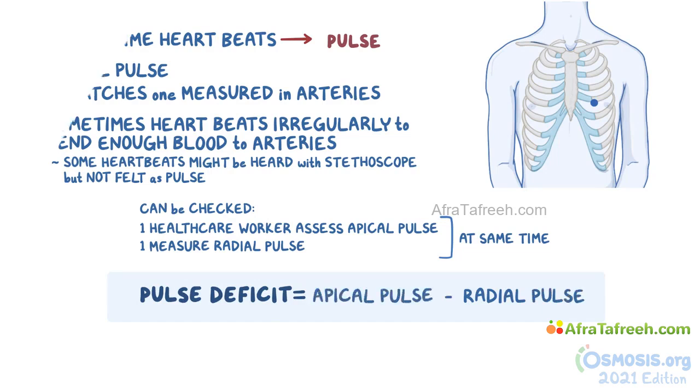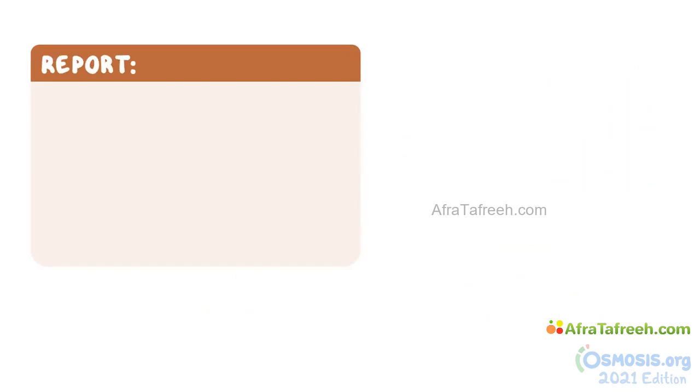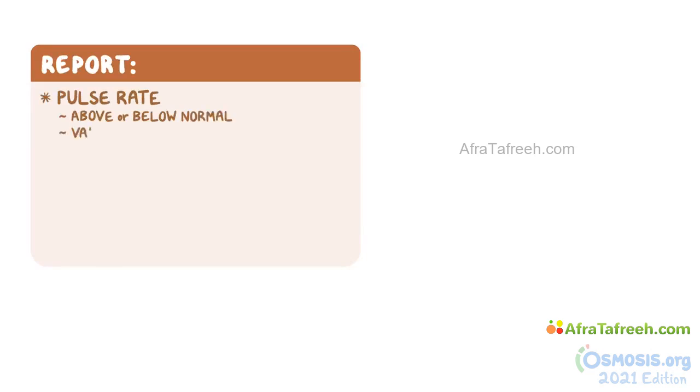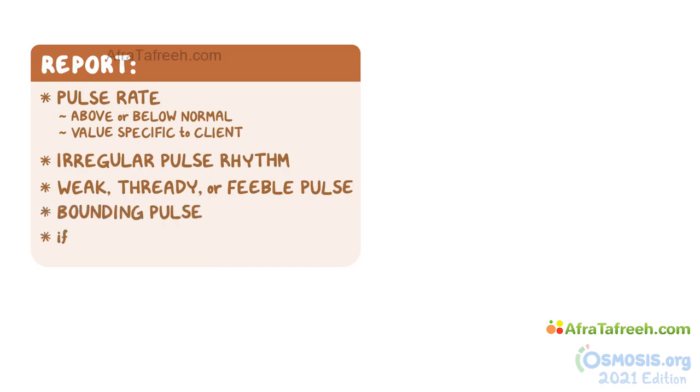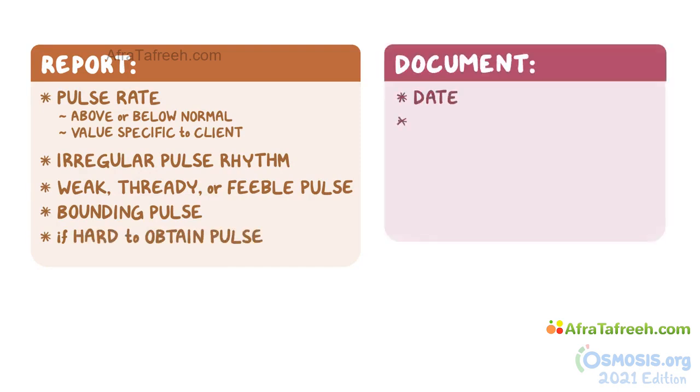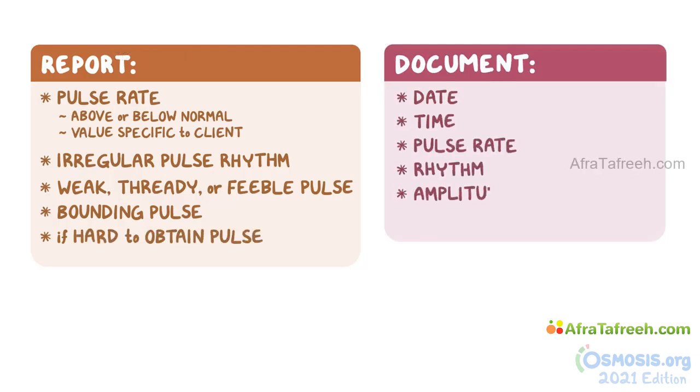Okay, when measuring a client's pulse, there are a few things you should report to the nurse right away, such as a pulse above or below normal, or a value specific for the client, an irregular pulse rhythm, a weak, thready, or feeble pulse, or an unusually strong bounding pulse. Let the nurse know if you find it hard to obtain a pulse. Finally, remember to document the date, time, pulse rate, rhythm, and amplitude, and any observations you made while measuring the client's pulse.